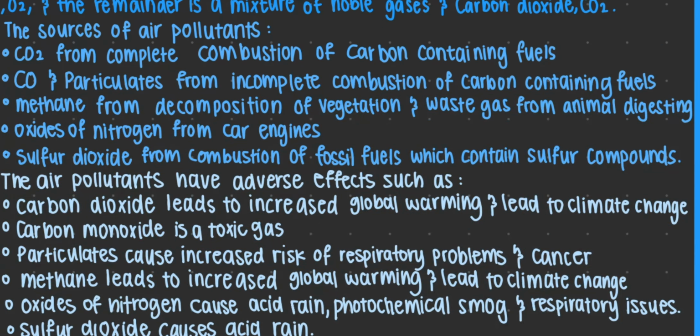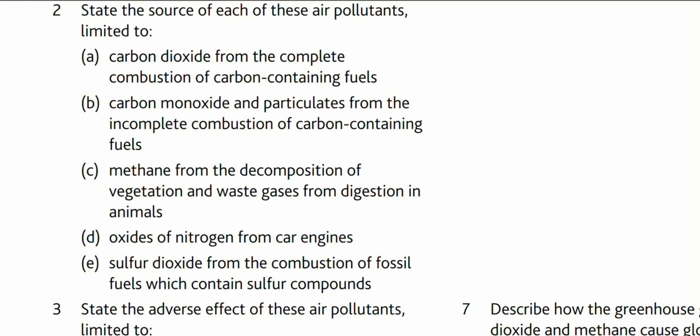Now, there are sources of air pollutants. However, I think it'll be best if we use this specification for this topic because it is new. Okay, so carbon dioxide comes from the complete combustion of carbon-containing fuels, carbon monoxide and particulates from the incomplete combustion of carbon-containing fuels, methane from decomposition of vegetation and waste gases from digestion in animals, oxides of nitrogen from car engines, and sulfur dioxide from the combustion of fossil fuels which contain sulfur compounds.